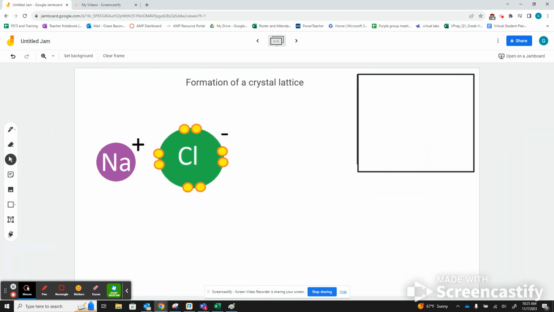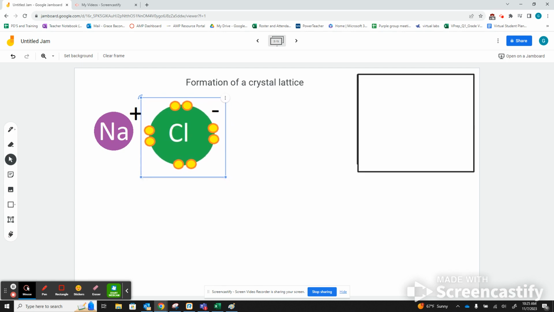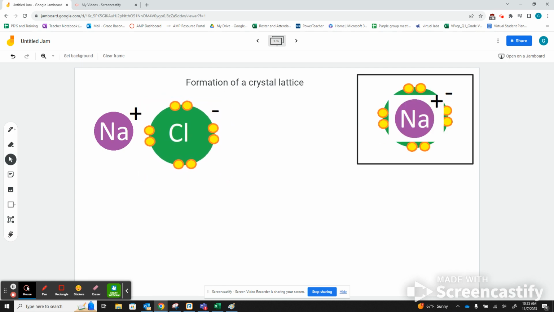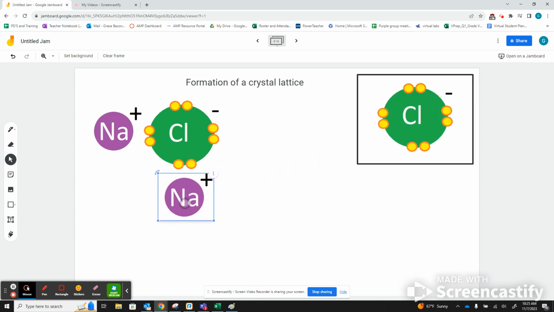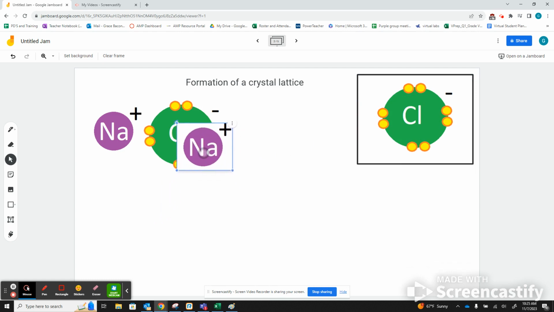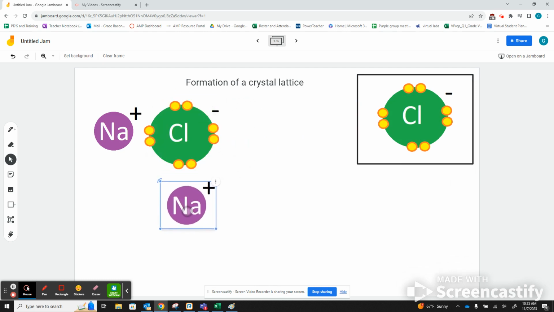So in reality, though, we're never just going to have one sodium ion and one chloride ion. There's going to be lots of sodium ions and lots of chloride ions, and they're all going to be hanging out together. And so what actually happens is we have this one bond between sodium and chloride, but then we also have all these other ions. And so this other sodium ion is now attracted to this negative charge that's hanging out on the chloride. So it's going to go here.